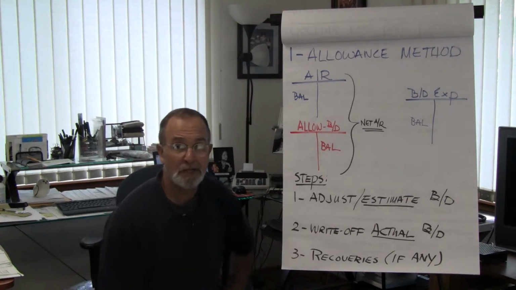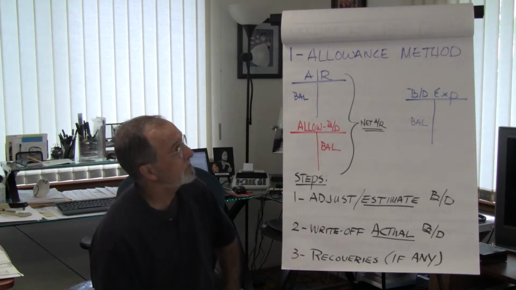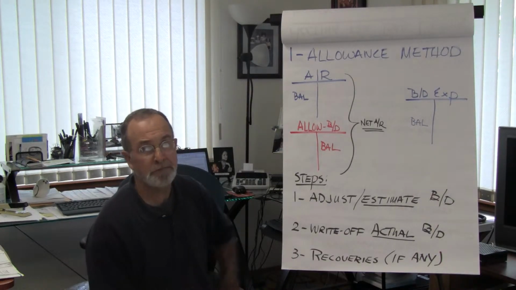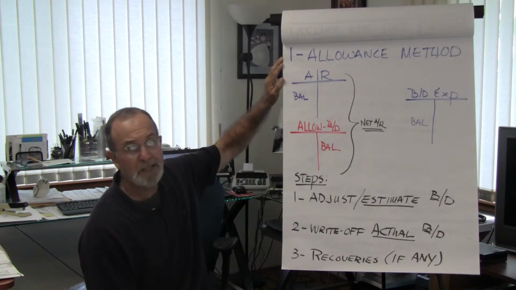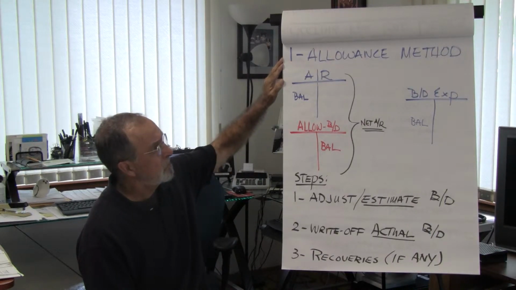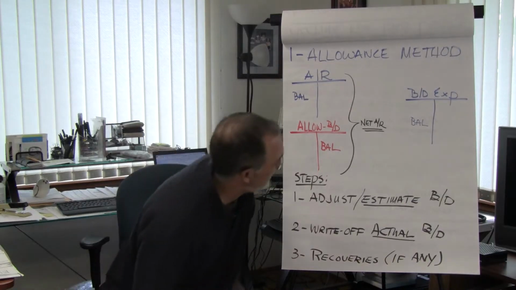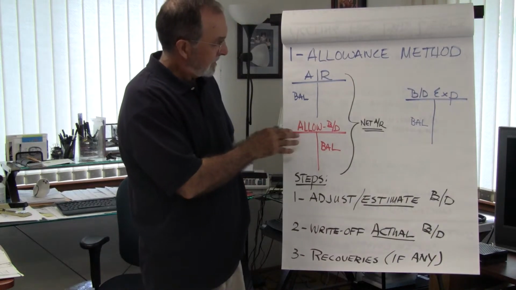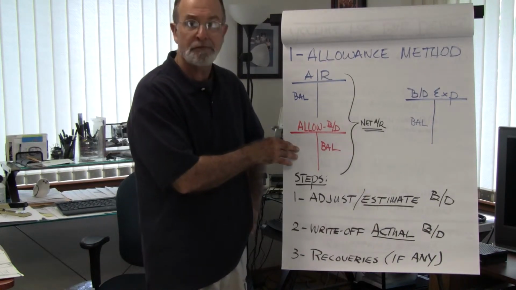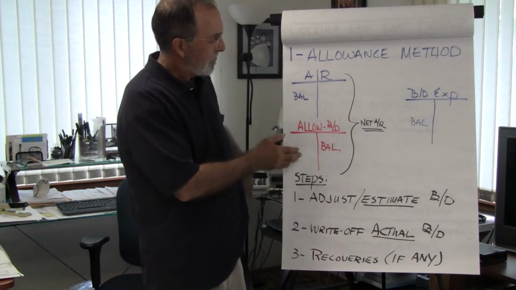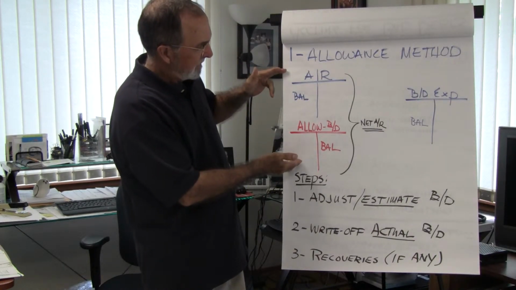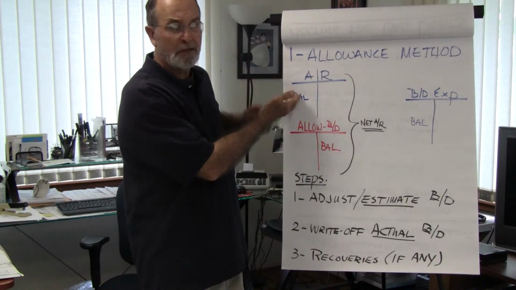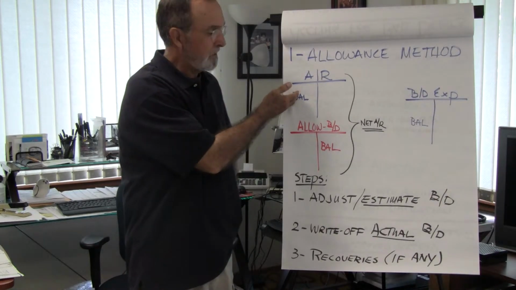The method of accounting for bad debts under generally accepted accounting principles, the prescribed method, if you will, is referred to as the allowance method. The reason it's called an allowance method is that we need to use an allowance account. An allowance account is sometimes referred to as a valuation account. It's an asset account, and it pretty much exists along with the main account, which is the accounts receivable account.